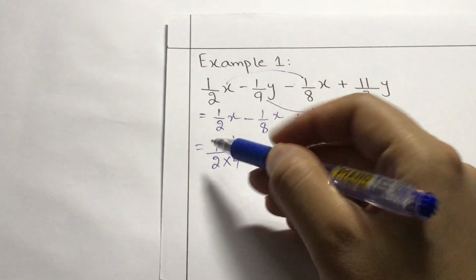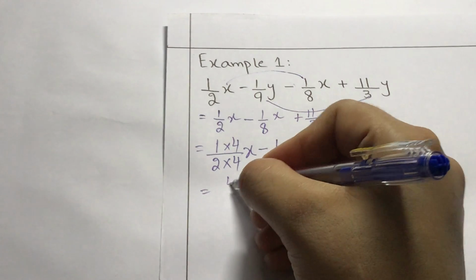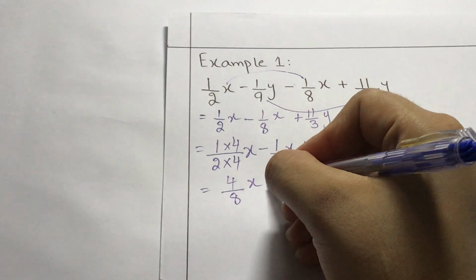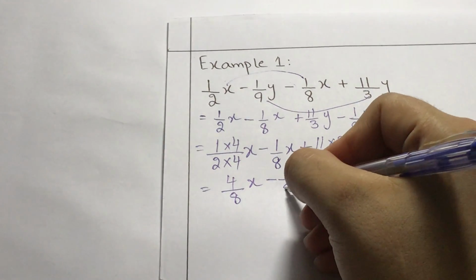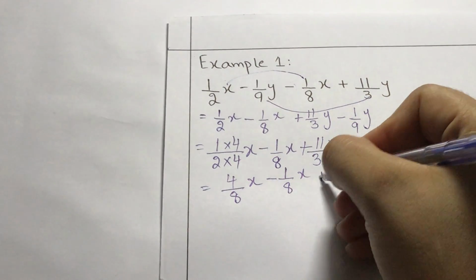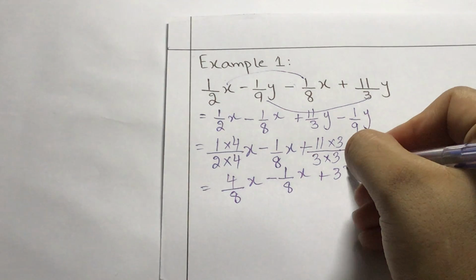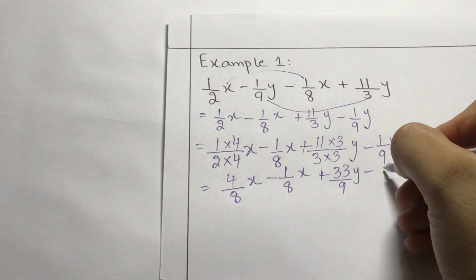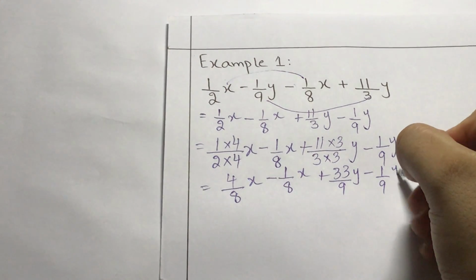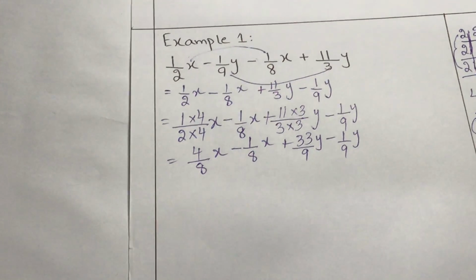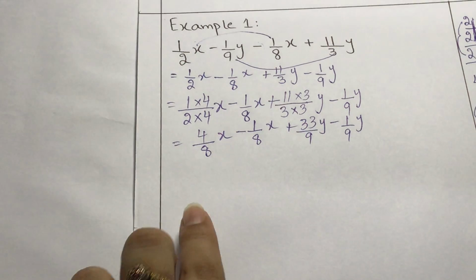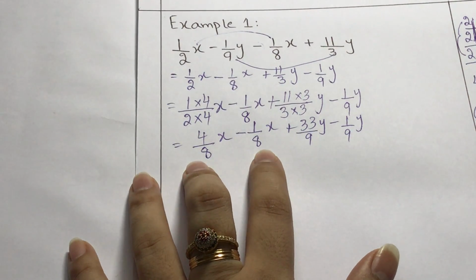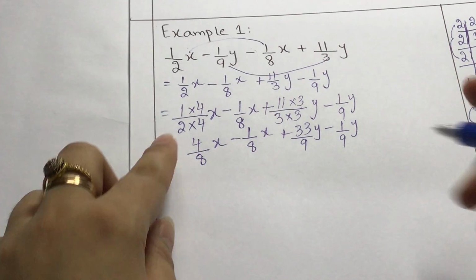Now do the simplification. 4 1s are 4, 4 2s are 8. Write your variables. Minus 1 over 8x plus 11 3s are 33 over 3 3s are 9y minus 1 over 9y. Understood? Okay. Now you can see we have like fractions. Now we can do the simplification or subtraction, right?